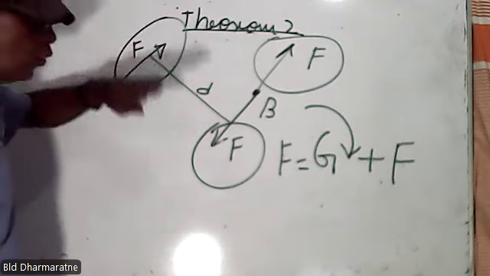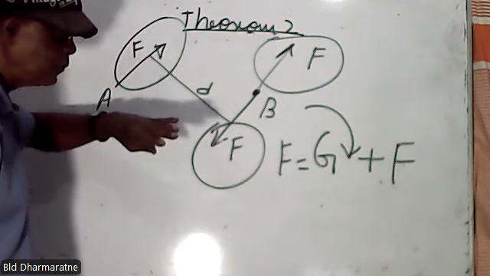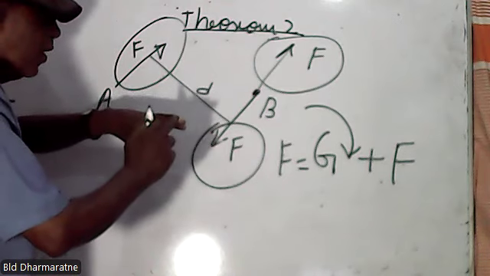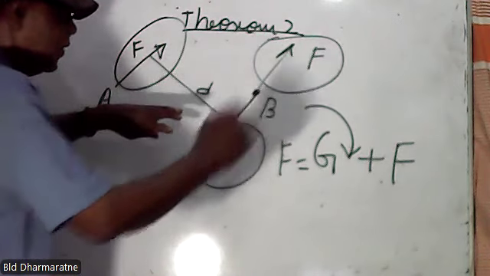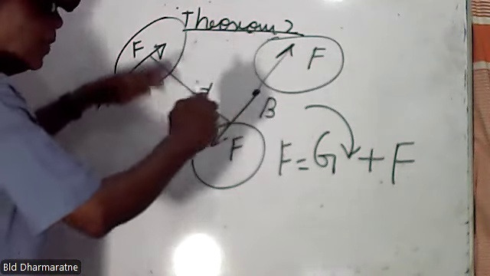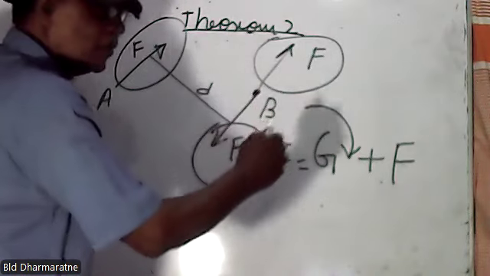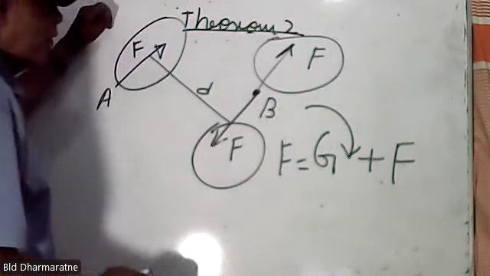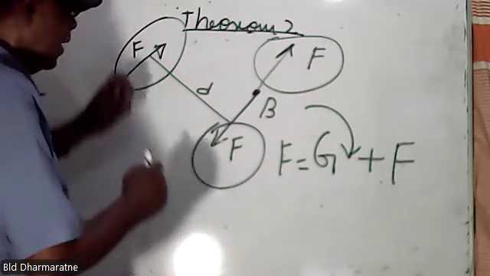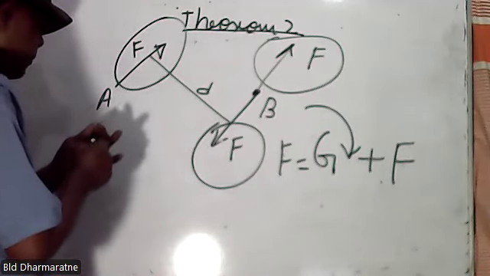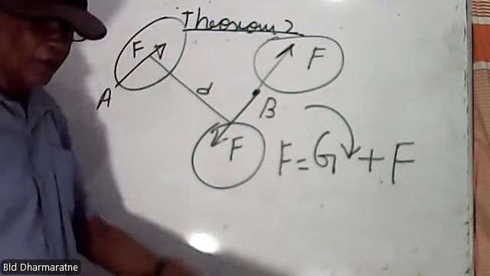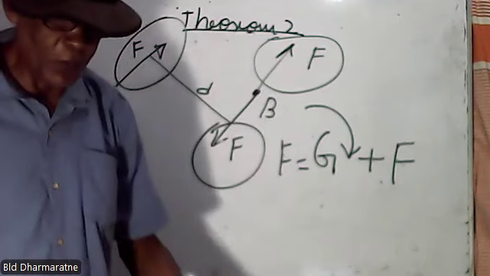What are the two theorems? First, force plus couple equals a force at distance G over F. Second, a force equals a couple plus a force, at any distance apart. Those are the two theorems, very important. Next time I will discuss questions regarding these things. Okay, thank you very much for watching my video.